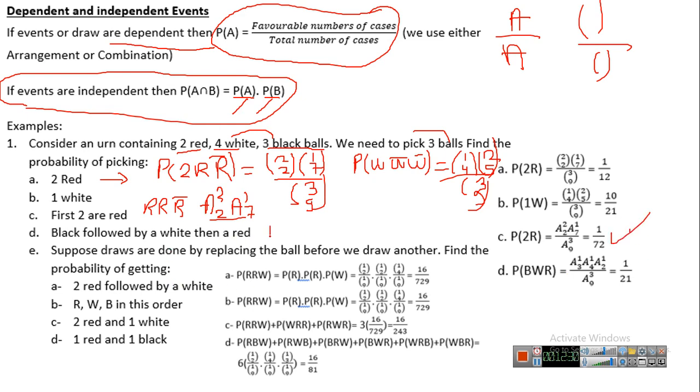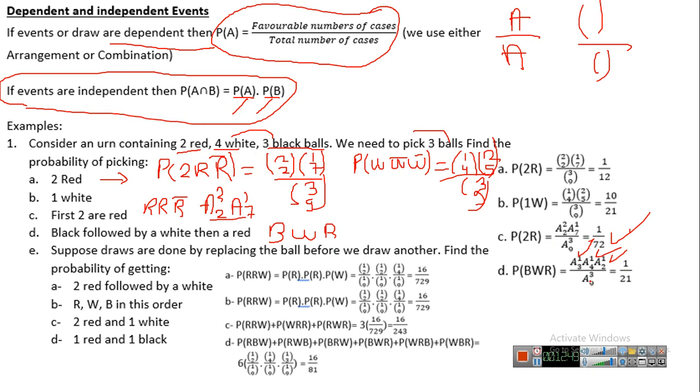Black followed by a white, then a red. So order is important. I want 1 black, I have 1 out of 3. I want 1 white, I have 1 out of 4 here. I want 1 red, 1 out of 2 over total, which is 3 out of 9.